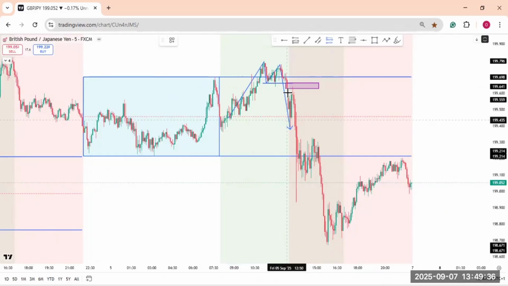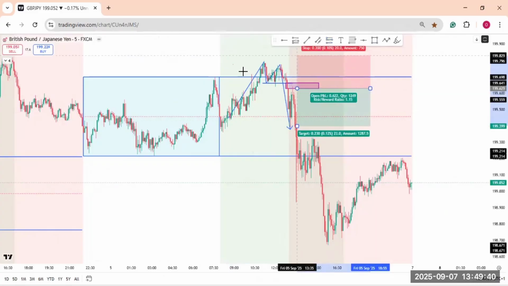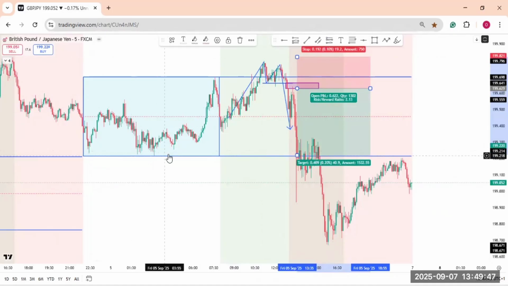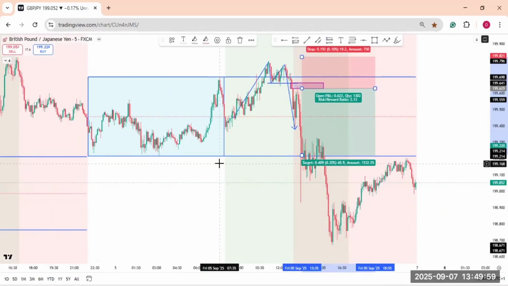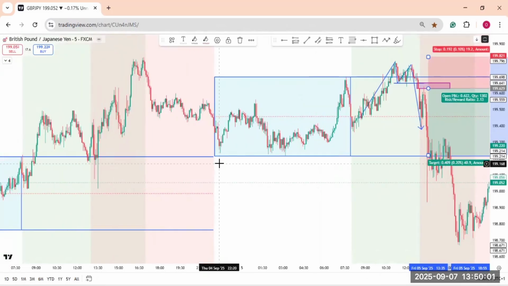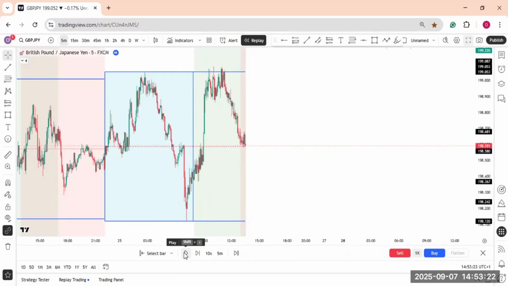Once you see that this thing has played out, set your sell limit order here. Your stop loss will just be above this high that was created, and you aim to clear this low of the Asian session, and you see you have 1 to 2 risk to reward ratio. Price can decide to go further. I am not after that. Okay, so having seen one of the examples, I am going to replay this, and let's see how to take these entries.